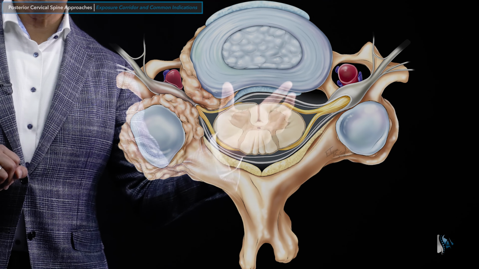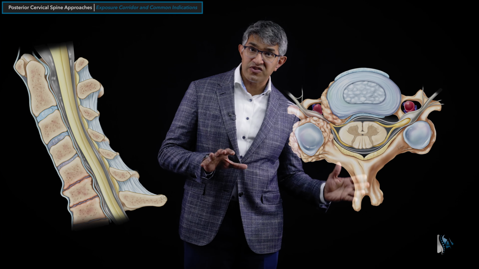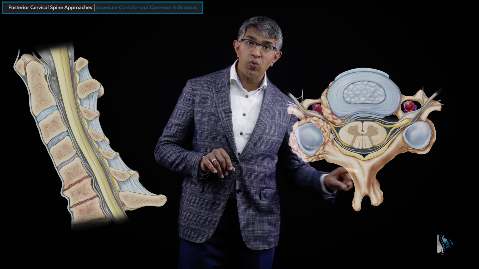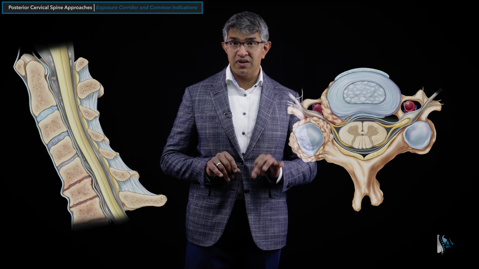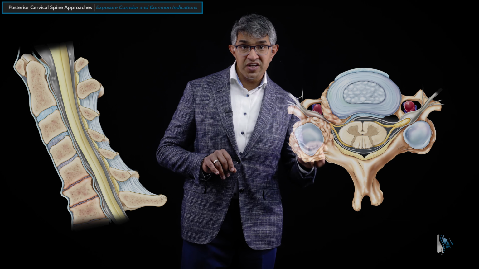And if you were to remove this and allow the spinal cord to drift back, that may be sufficient in letting it just have some more room, even if it's being pushed from the front. But in general, from posterior approaches, you can access pathology that is behind the spinal nerves and the spinal cord, so you could access this part of it.